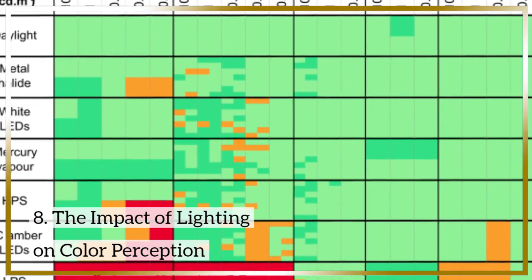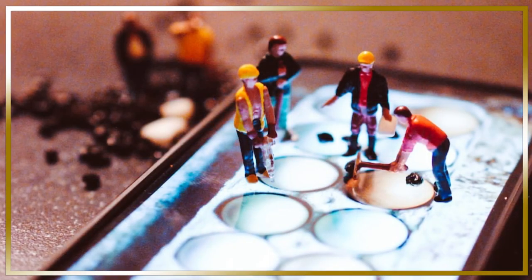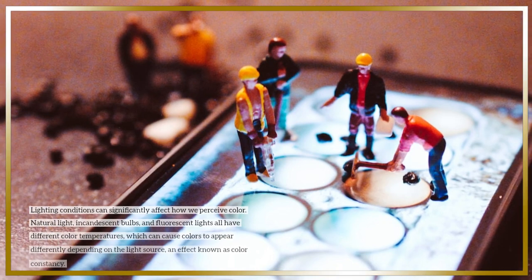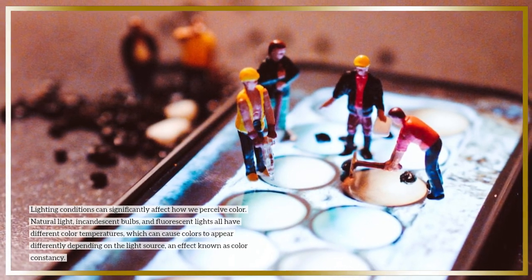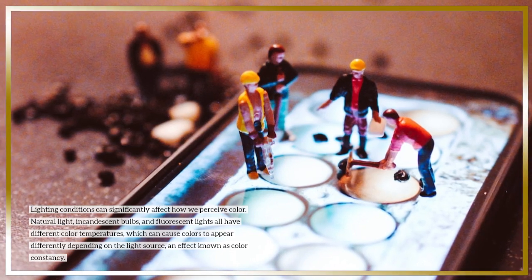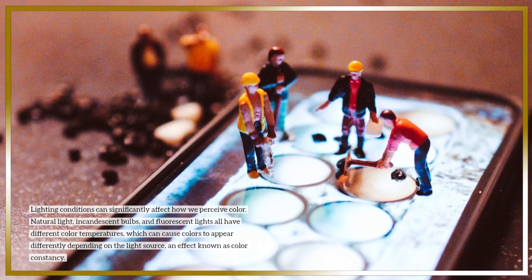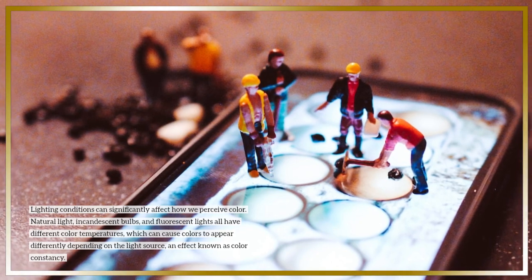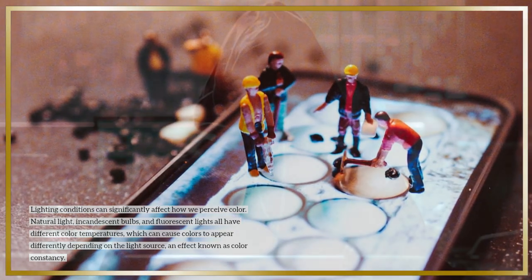8. The impact of lighting on color perception. Lighting conditions can significantly affect how we perceive color. Natural light, incandescent bulbs, and fluorescent lights all have different color temperatures, which can cause colors to appear differently depending on the light source, an effect known as color constancy.